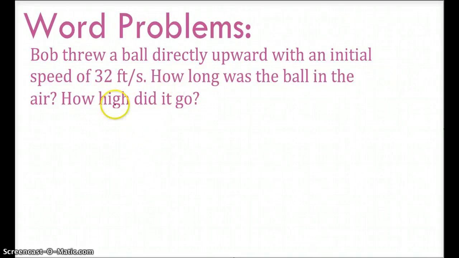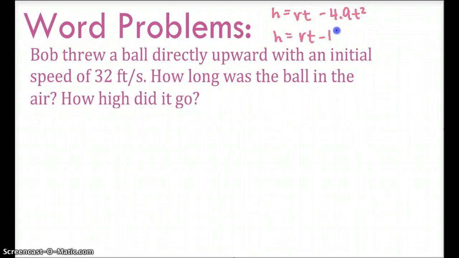How long was the ball in the air and how high did it go? And what's important for these types of problems is to know this formula. I haven't written it here, but I'll write it now. The formula is h equals vt minus 4.9t squared, and h equals vt minus 16t squared. This is when the distance is in meters, and this is when the distance is in feet.